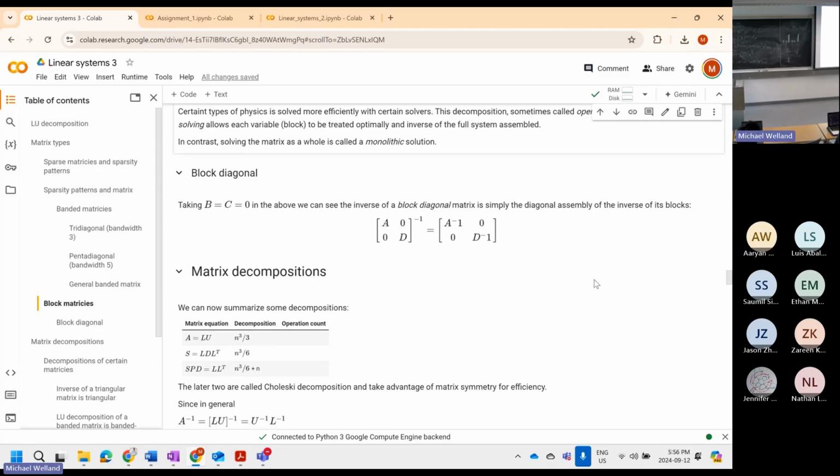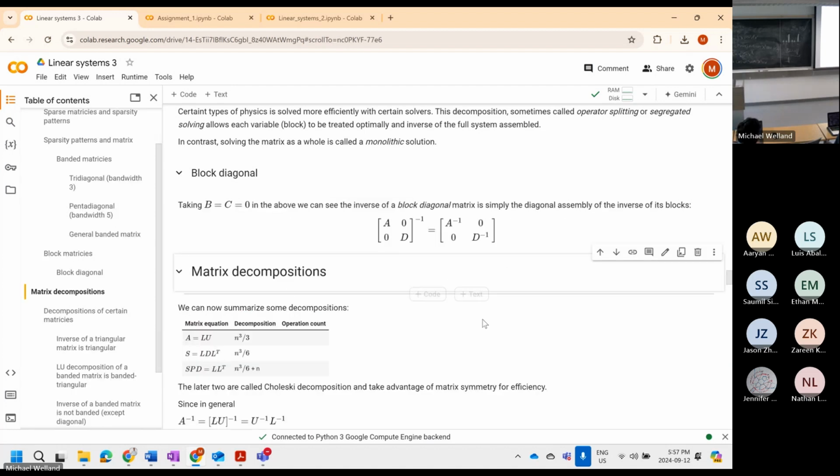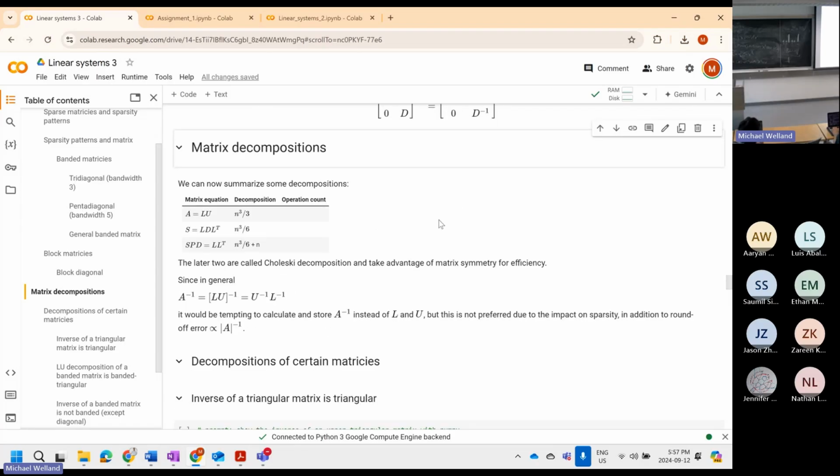Block diagonal is kind of neat. It also follows the diagonal matrix. So if both B and C, if your off diagonal blocks are 0, it actually turns out that, right? Your inverse turns out to be the inverse of the diagonals. There's a parallel with the scalar case, and that makes it easy to remember.